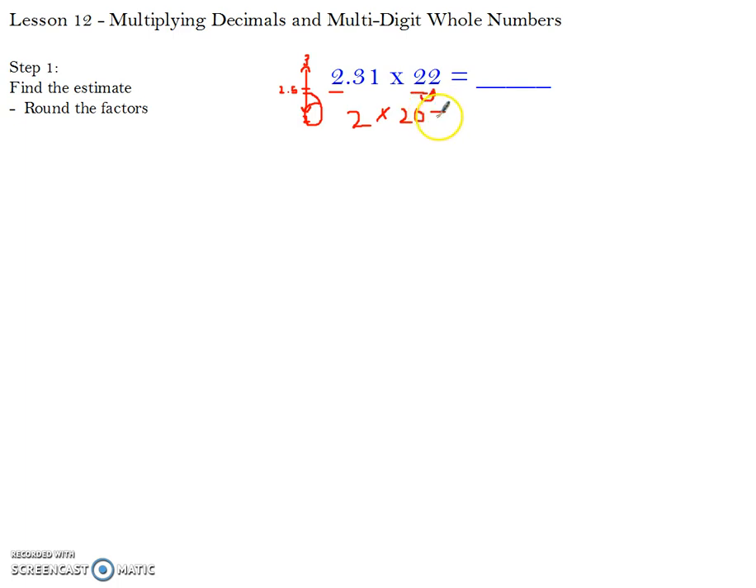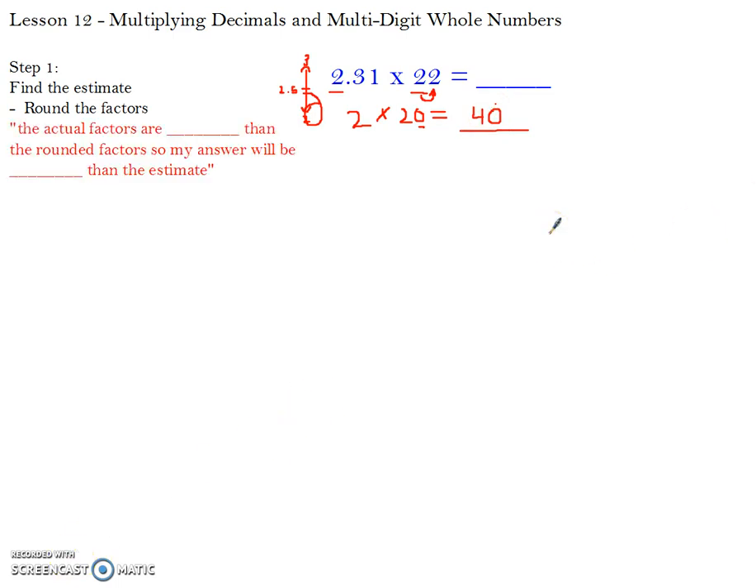Then we would do our multiplication problem. 2 times 20 is 40. One way that I can check and make sure that is right is by looking at how many zeros we have, which is 1, and I have 1 in my answer, and then I multiply 2 times 2, which is 4. So I know that my estimate is 40, so my answer is going to be somewhere around 40.